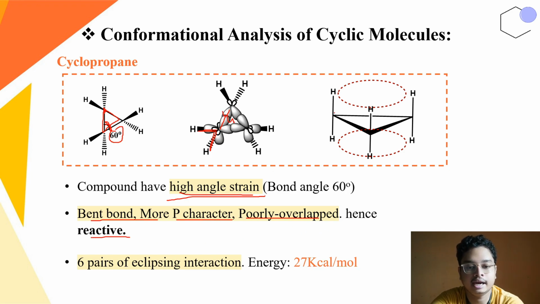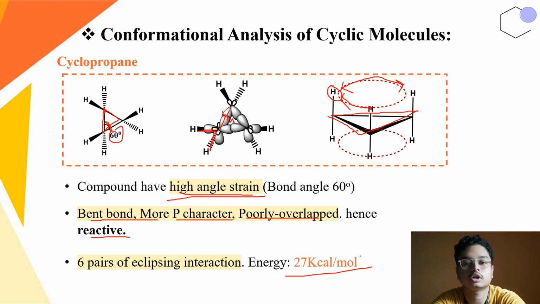In this structure, all the hydrogens have their own eclipsing interaction, as we know what an eclipsed structure is. For this hydrogen it is 2, this hydrogen it is 2, this hydrogen it is 2. So there are 3 pairs of eclipsing interaction above the ring, and 3 pairs of eclipsing interaction present lower in the ring. Due to this eclipsing interaction, the energy of this cyclopropane molecule is 27 kcal per mole.